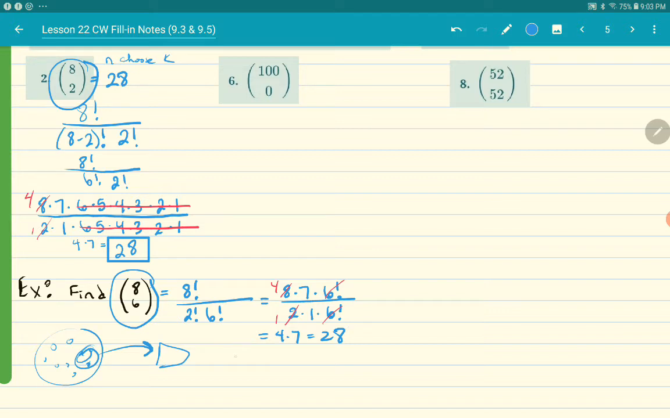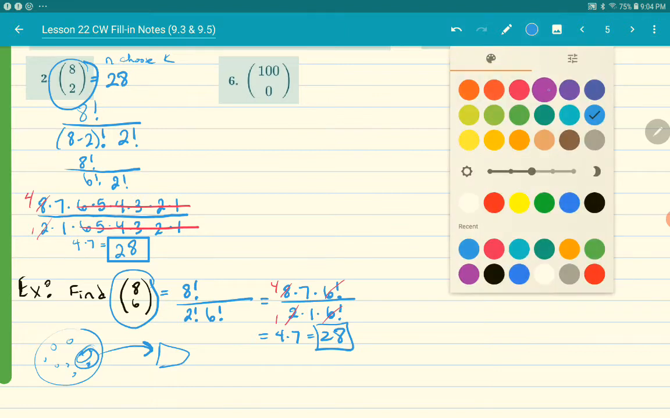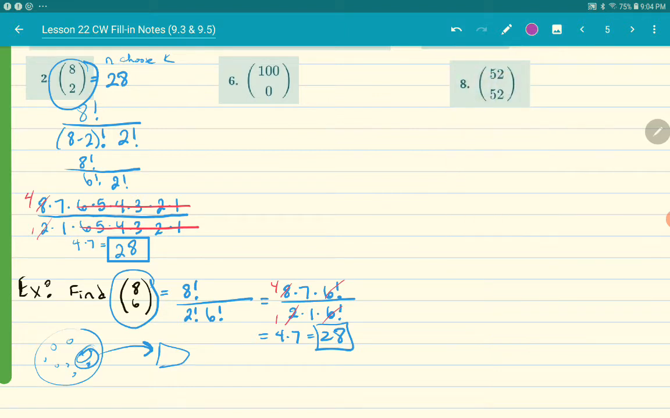And I want to point that out because we are going to be using that. We will be using that equalness later for some symmetry in our binomial expansion. Okay, so note that these are equal and it's not a coincidence. All right, now let's move on to number 6. Get a different color. It's looking a little crowded here.